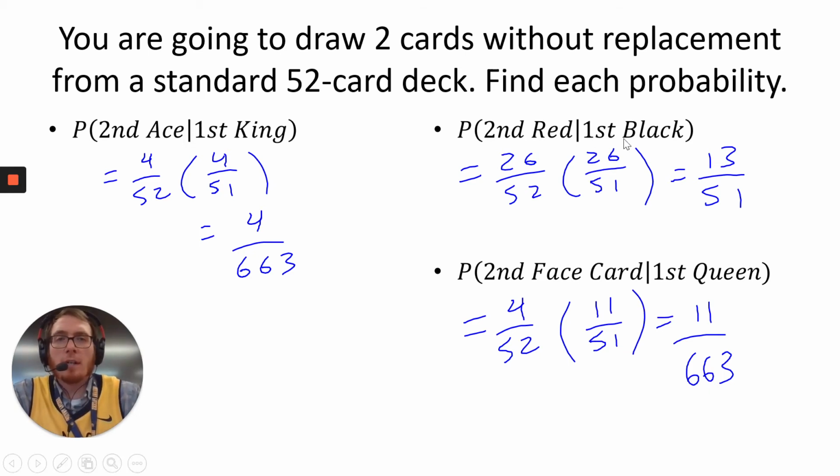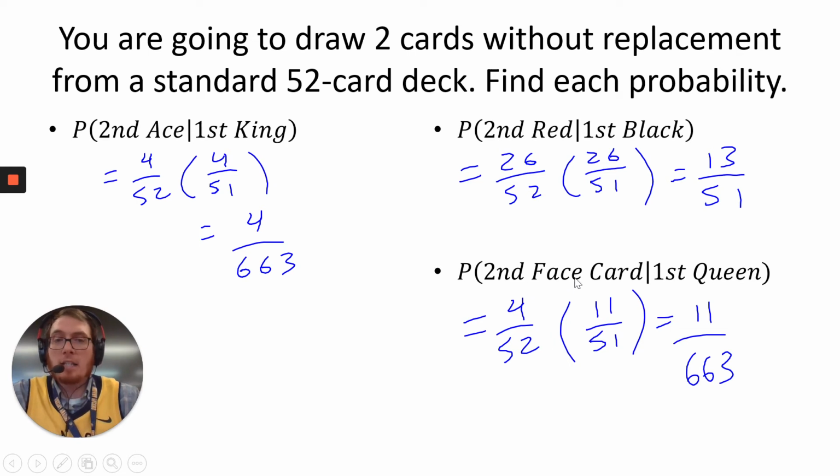Probably the second card is red if the first card is black, so the probability the first card is a black card would be 26 out of 52. Times, I took one of the cards, only one, out of the deck, so there's 51, but there's still 26 red cards because the first one I picked was not a red card. I multiply that together, I get 13 out of 51.